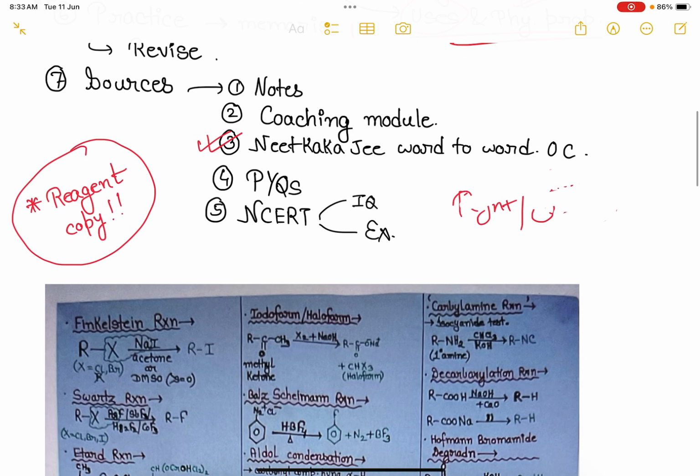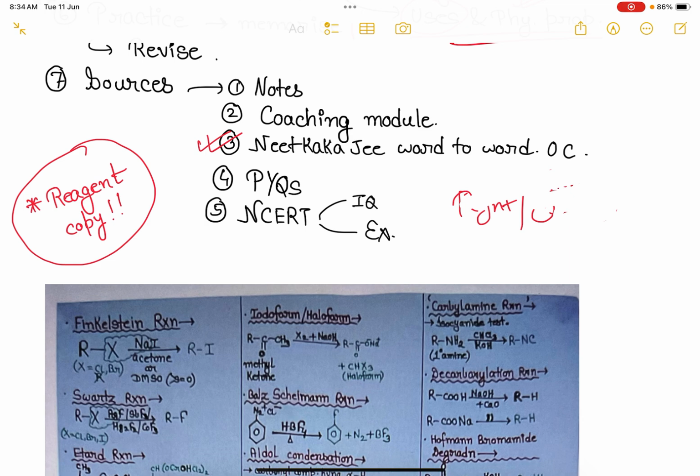Practice it. And after all, PYQs you also have to do. That is the most important point. With PYQs, you will get to know how questions are asked, how you have to prepare, and how you have to solve the questions whenever they are asked in the NEET or JEE paper. Most PYQs will be given in the coaching module, but if you don't have the coaching module, buy a PYQ book separately, and that will do the work.